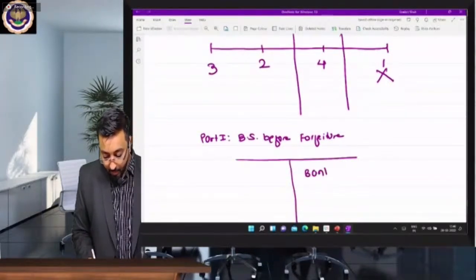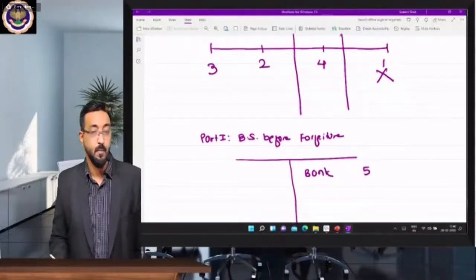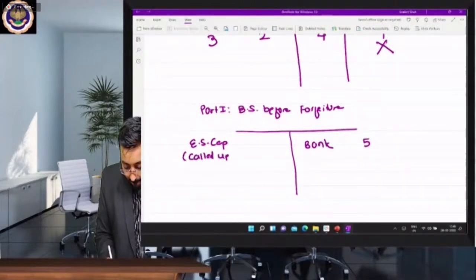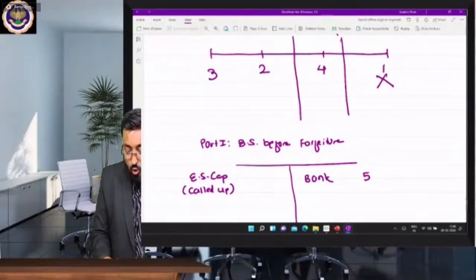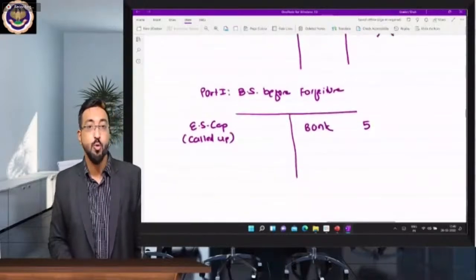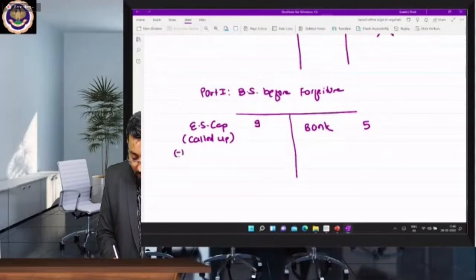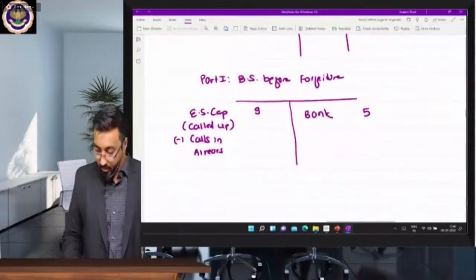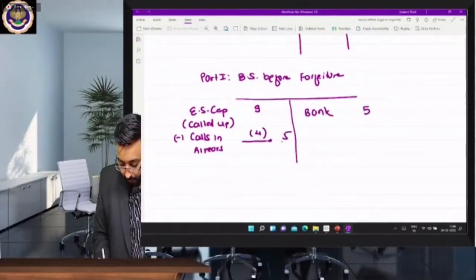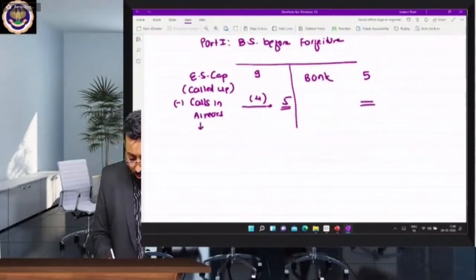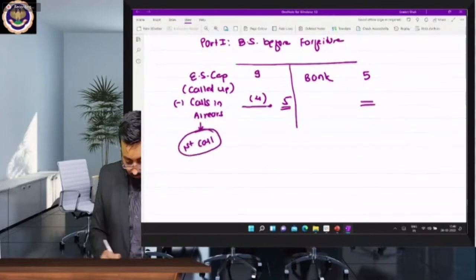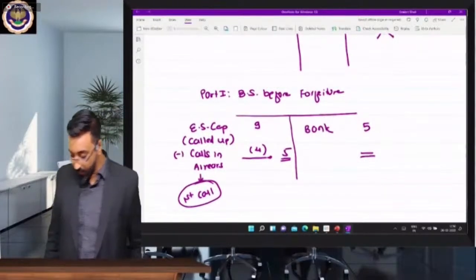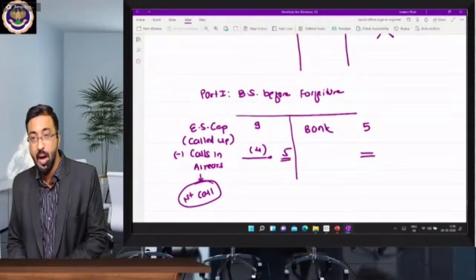The amount that was received? 5. Equity share capital is always by called up amount, right? Called up amount, tell me 3 plus 2 plus 4. Up to the second line is a call. So up to the second line, equity share capital minus calls in arrears. This is between the first line and the second line, which is 4. So the balance sheet tallies at 5. And those students who don't want to write calls in arrears, first call. Tallied? Yes, part 1 completed. Write down part 1 completed.